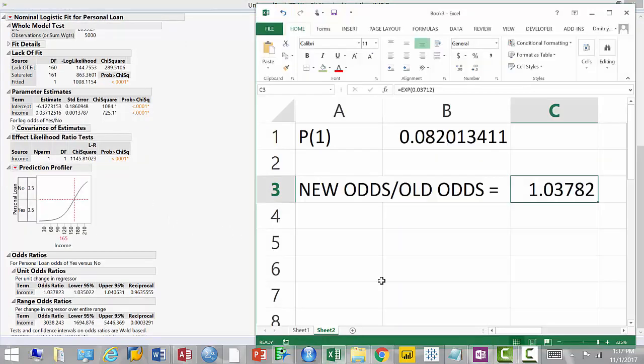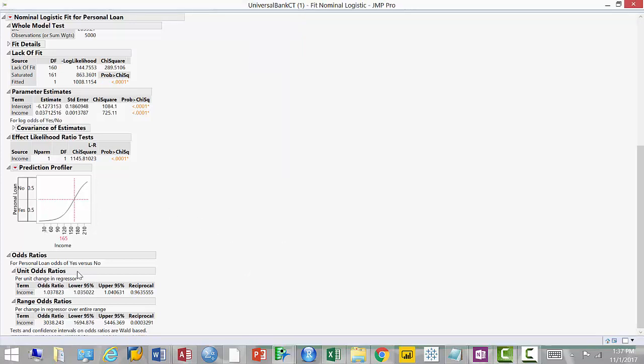Do you realize that what we just computed is the odds ratio? New odds divided by old odds, right? That's the odds ratio. So if I call it up, look at that. It says unit odds ratio. Can you guess why it's called unit odds ratio? Because it corresponds to the increase of income by 1. So your independent variable goes up, odds go up. It computes the ratio of new odds versus old odds if your independent variable is raised by 1, by a unit. That's why it's called unit odds ratio.